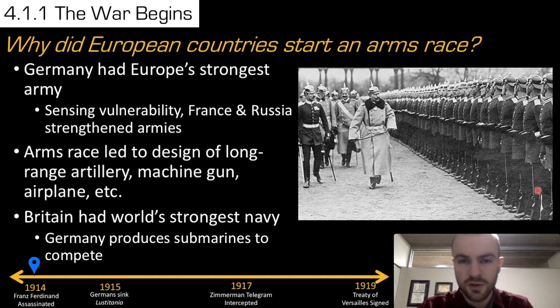And so all of these European countries see their neighbors building up their militaries, and they felt compelled to do so themselves. So everybody's trying to throw more money at the military, become a stronger and stronger nation. So this arms race did lead to the design of many technological innovations, such as long-range artillery, being large caliber guns, and then you also have machine guns. I think everybody knows what a machine gun is, airplanes, etc.